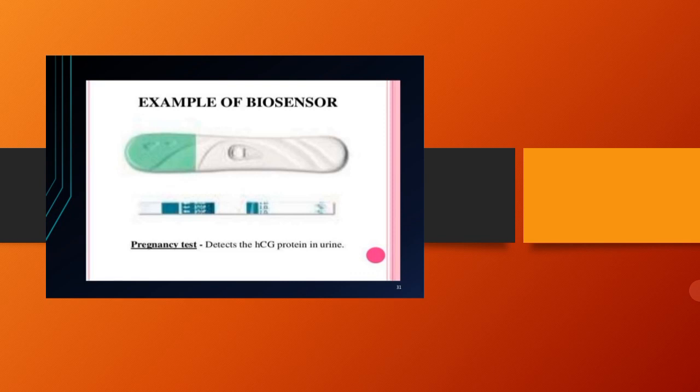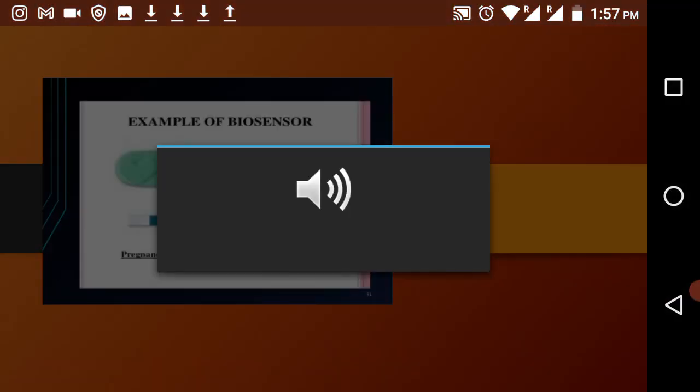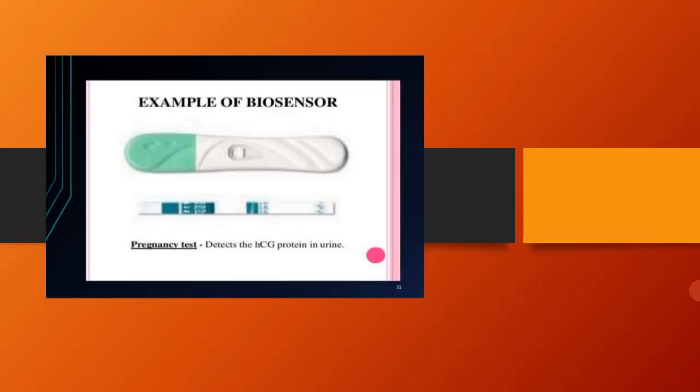The most commercially used biosensor available is the pregnancy test, which detects the presence of HCG protein in the urine. If this protein is present in the urine, then it will show a positive reaction. So this is the most studied and most used example of a biosensor.